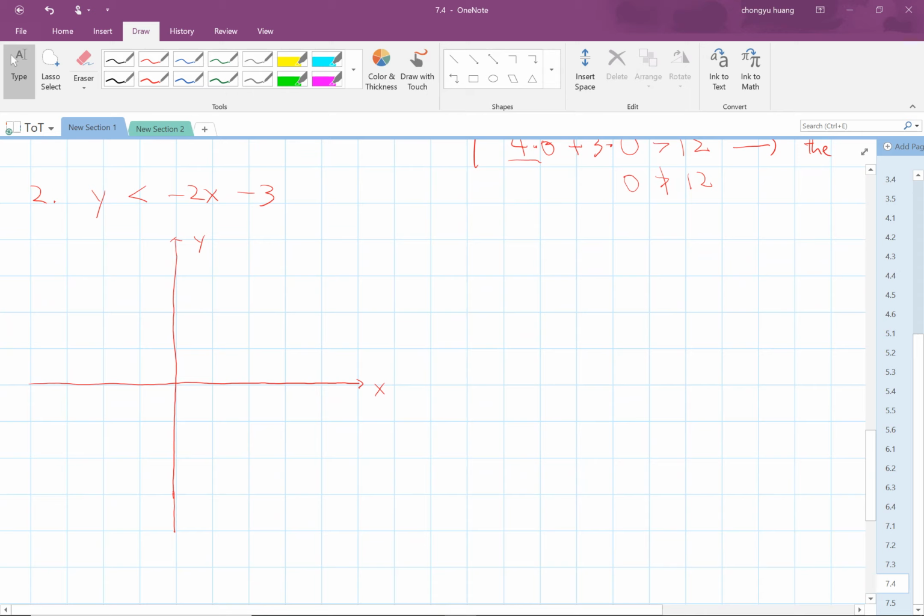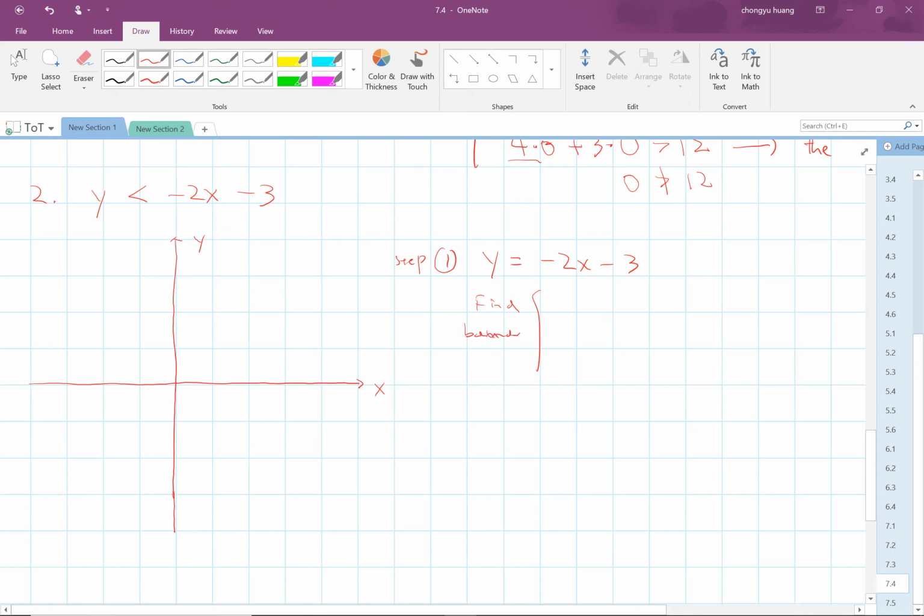For question 2, let's go right away to the steps. Step 1 is you have to replace the inequality with the equal sign. I'm making a mistake over here. y equals negative 2x minus 3, and after that you want to find the boundary line.